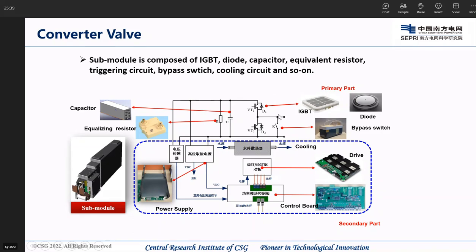The bypass switch, I think, is a clever design because we connect a lot of submodules in series. If one or several of the submodules fail, the bypass switch can be turned on, so there won't be a breakpoint in the branch. The equalizing resistor, this one, is used to keep the voltage even.